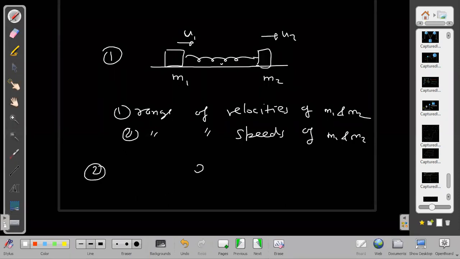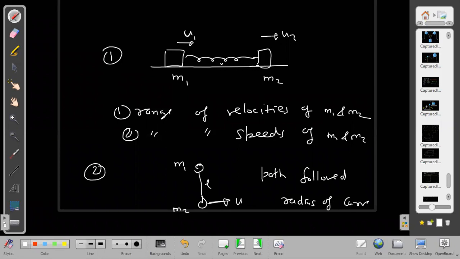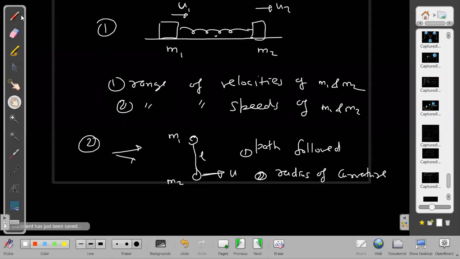Second question I want to take definitely tomorrow. That is, M1 and M2 are lying on a frictionless surface. It is provided some initial velocity u, length is l, and then the system is left to move on its own. So we have to analyze it: what path will be followed, the equation of trajectory, the radius of curvature, etc. This means in-depth analysis. This will not be a single problem. I will make it into several problems, and we will do a completely in-depth analysis of this.